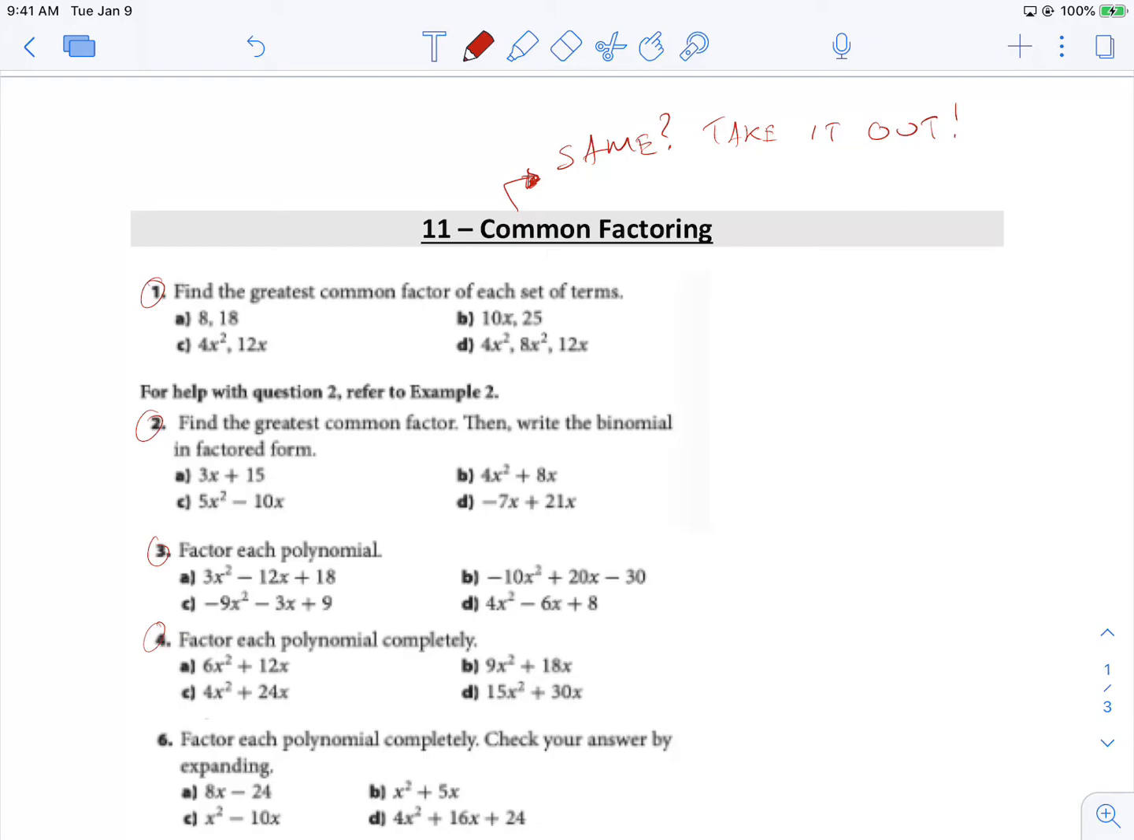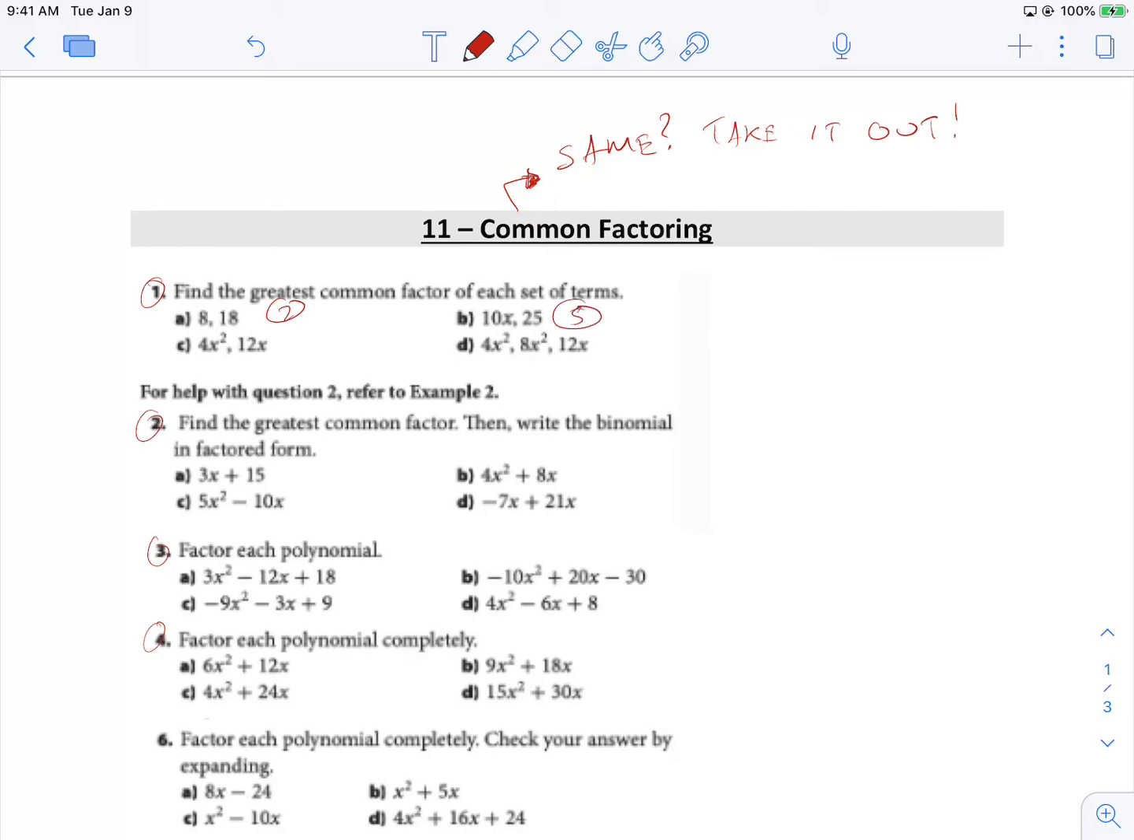Well, we know 2 is going to be the same between those. What else makes up the numbers 8 and 18? Well, 8 is divisible by 2, it's divisible by 4, it's divisible by 8. Unfortunately, 18 is not divisible by any of those things. So the greatest common factor there is 2. What's the greatest common factor for B?